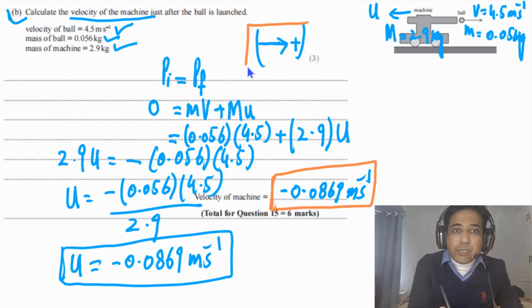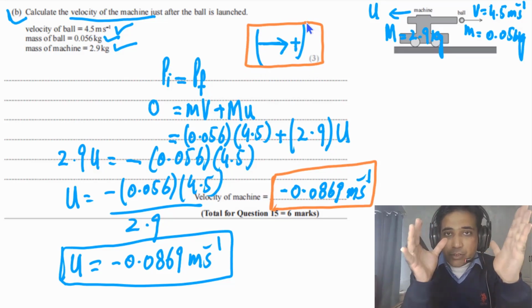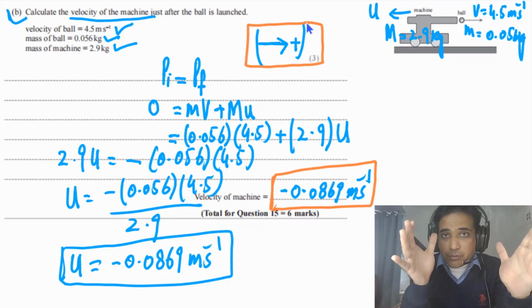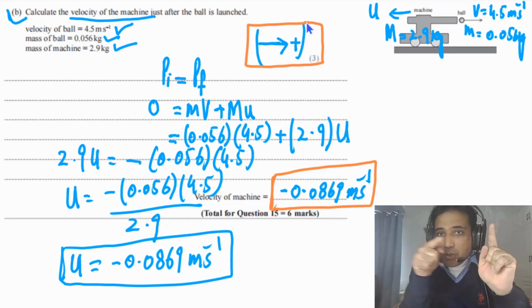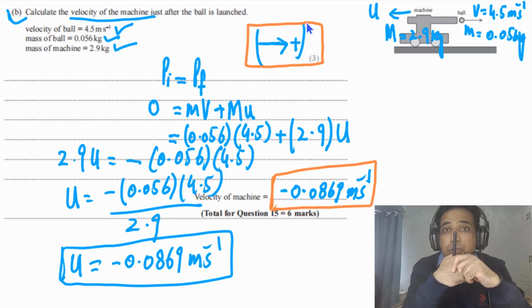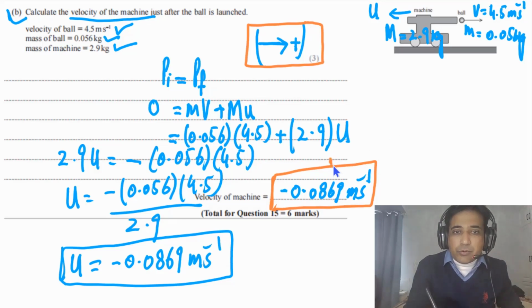So this is how you need to approach it. Always take one direction as positive. If it is not given in the question which direction to take as positive, always take to the right as positive, because by convention we take to the right as positive, and up as positive as well. So this is our answer.